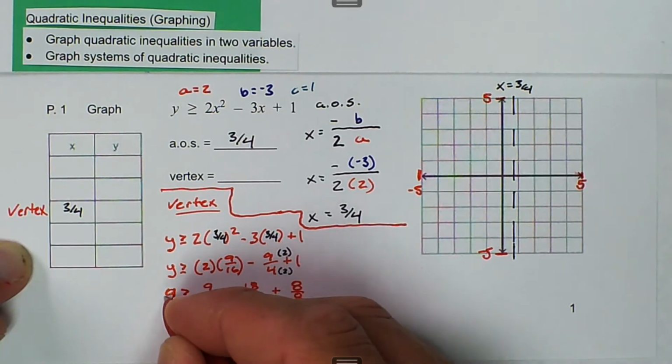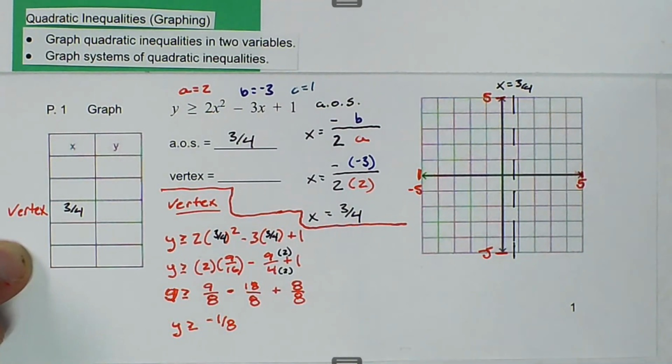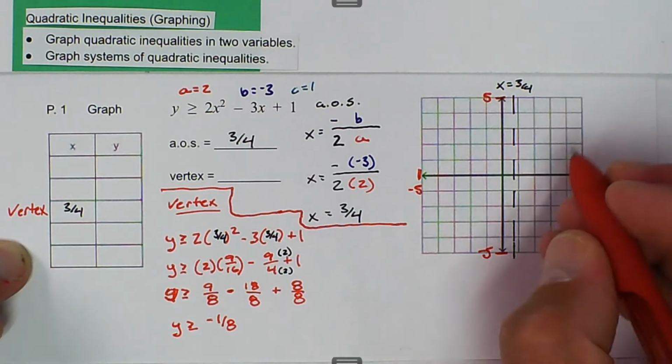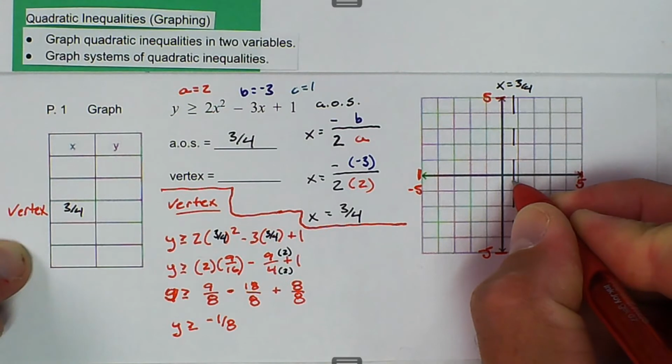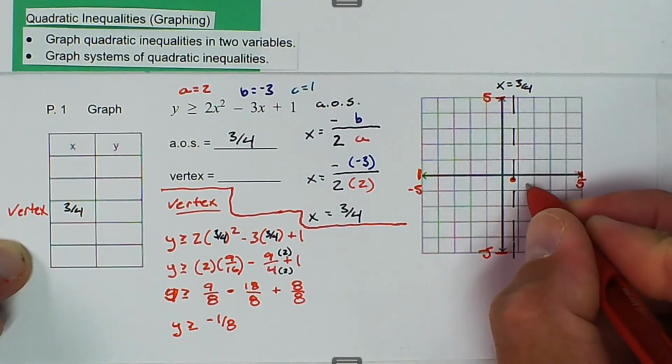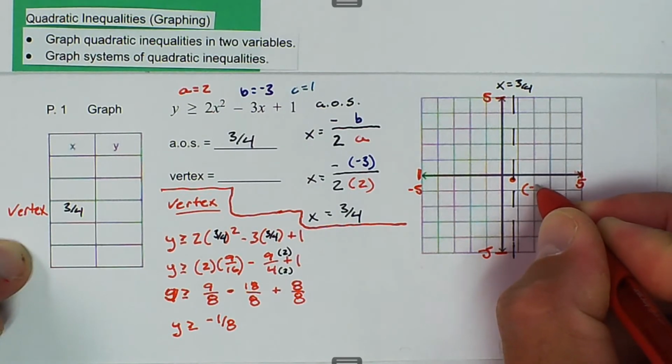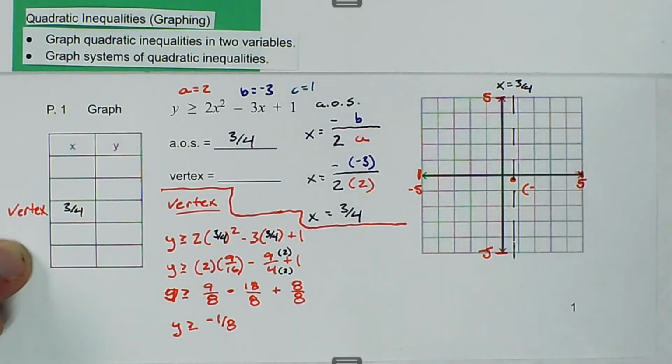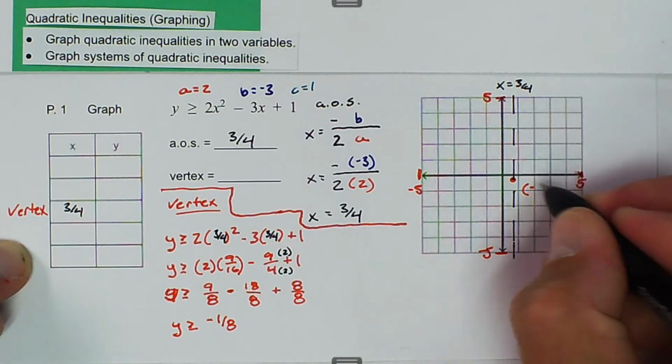This is a y here. And so when we go to graph this, that's 3/4, and then this is negative 1/8, which is right there for our vertex. So we have 3/4 and negative 1/8.